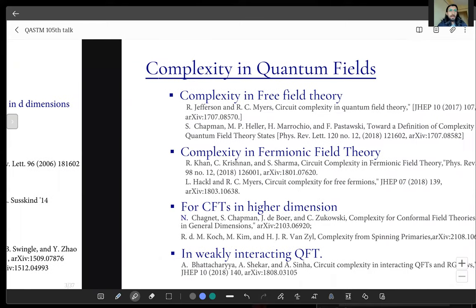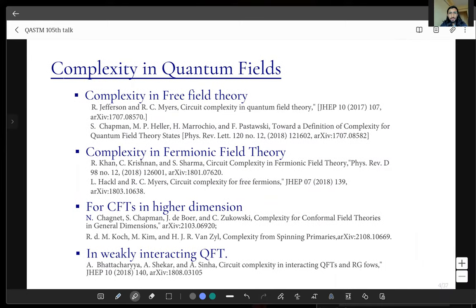So now the question remains, what do you mean by complexity in quantum field theories? To give the literature survey, first, Jefferson and Myers gave the concrete work studying circuit complexity in QFT, alongside Chapman, Heller, Marrochio, and Pastawski. So they defined the idea of complexity in quantum field theory. Before it was not there. This work was done in bosonic field theory. The next work was in fermionic field theories by Khan, Krishnan, and Sharma. The next work was again done by Hackl and Myers.